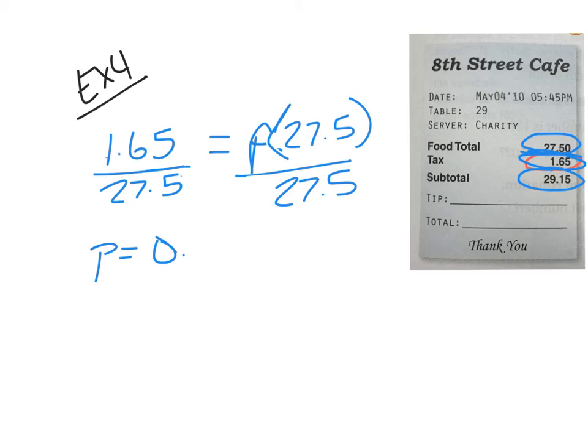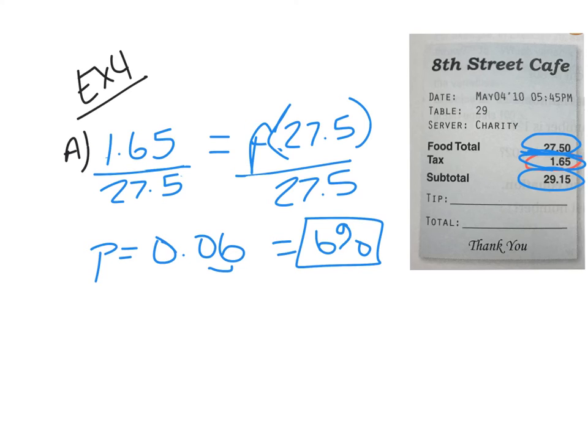Tax number divided by the food total will give you what your percent was. I heard it. Say it again. 0.06. Okay, how do I make that a percent? You move the decimal and round, so I get 6%. So this restaurant charges a 6% tax. That's cheap. Texas is 8.25%. Just so you know.